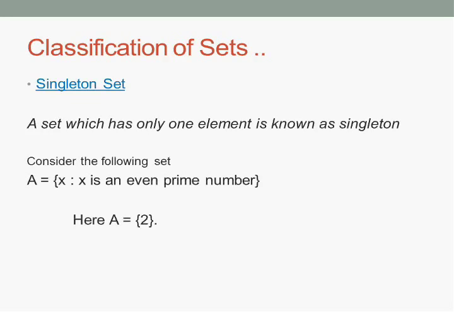Singleton set. A set which has only one element is known as a singleton. Consider the following set. A equals the set of all x such that x is an even prime number. As there is only one even prime number, namely 2, set A will have only one element. Such a set is said to be a singleton.